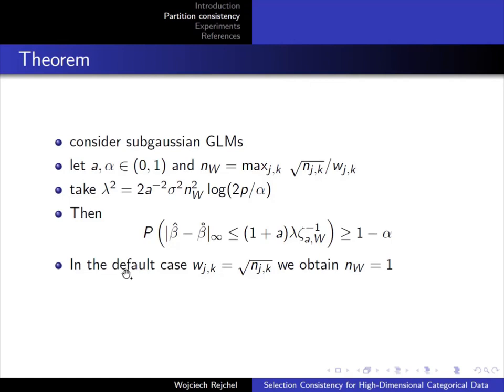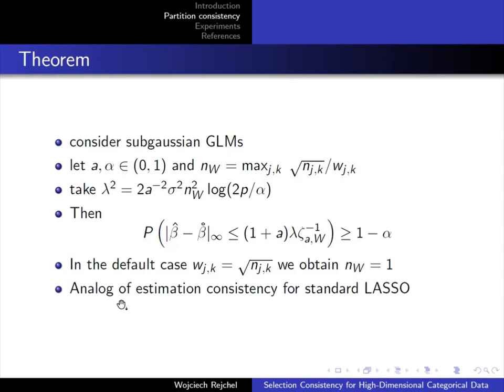So notice that if you take the default case, as we did in the algorithm, so if you take this W as the square root, then you have 1 here. So N_W is just 1, and your lambda parameter is, as usual, sigma squared times the logarithm of p, more or less, where p is the number of parameters in your model. So this result is a strict analog of estimation consistency for standard lasso. By standard lasso, I mean the lasso which works with continuous predictors. Okay, so this is the main result.